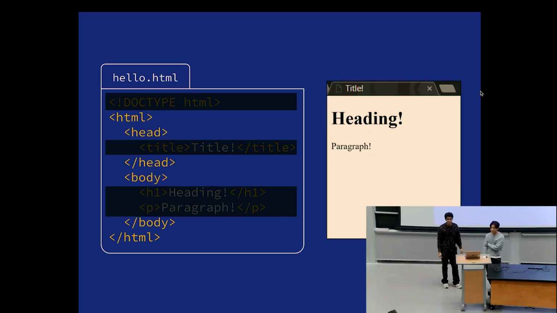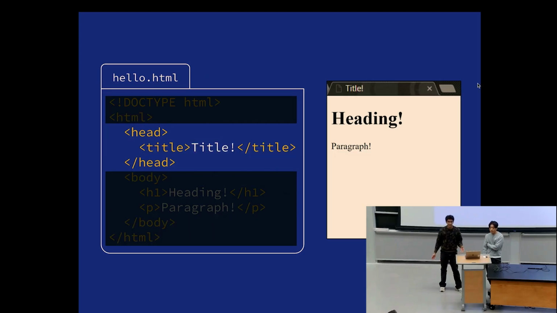Within those, you're always going to include the head and the body. Within the head, you store what's called metadata. Metadata is things that aren't going to be displayed on the website, but they'll help it do what it needs to do. So for example, we'll include the title here.